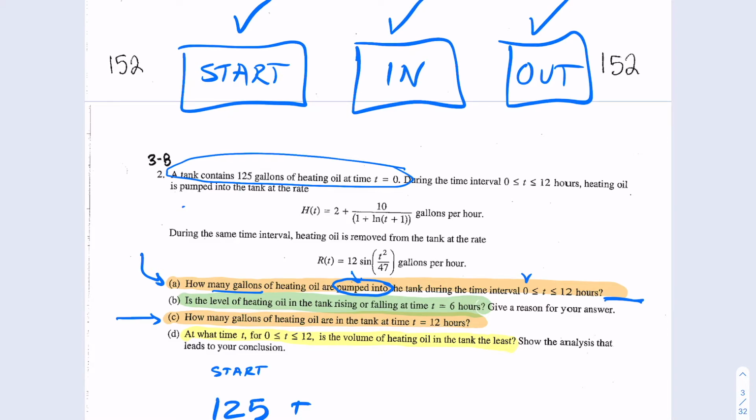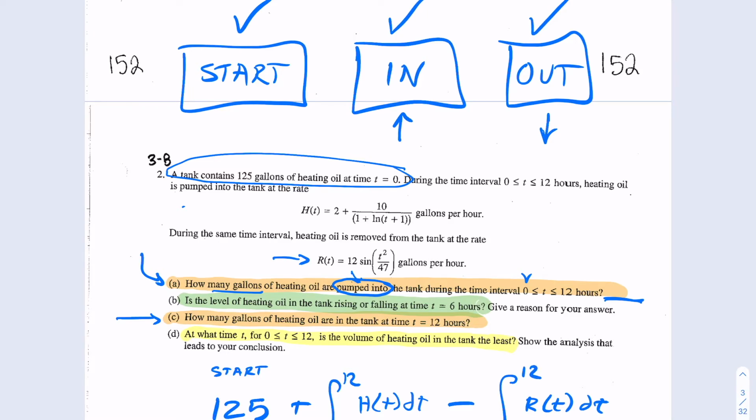So we're going to have 125 plus. Now we got to consider, well, how much is going in, right? So we already figured that out. When we integrated h from 0 to 12, that's a total of how much is going in, okay? But then we also have to consider how much is going out. So when oil is going out of the tank, we have to take it away. So we have to subtract the integral of all the oil that's being removed. So we have to integrate the rate of removal, which is R of t here, from 0 to 12.